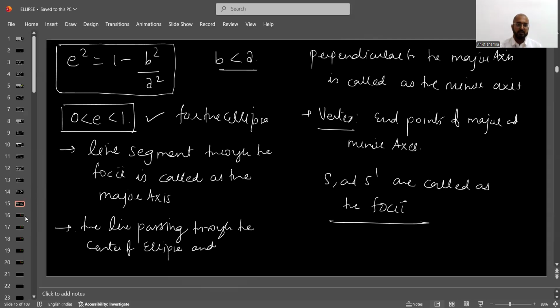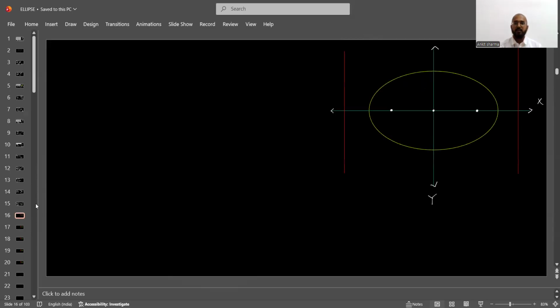Now, let's see the diagram of ellipse here. So that's how an ellipse looks like. This point right here is the center, which is 0, 0. This is my point S here, and this is S dash. And now we need to see here a lot of things. So let's go ahead.